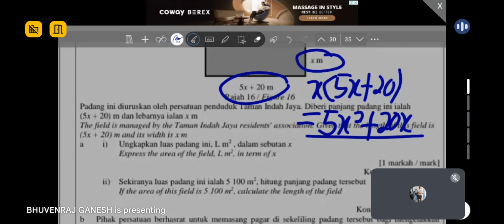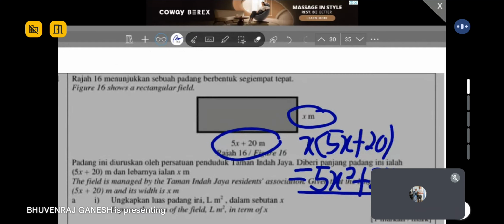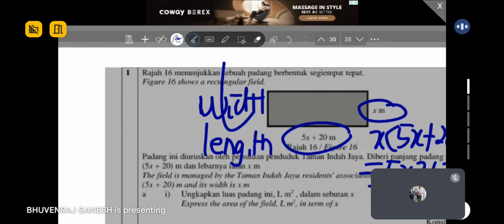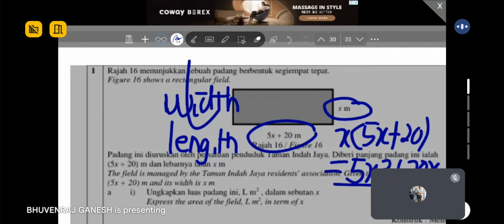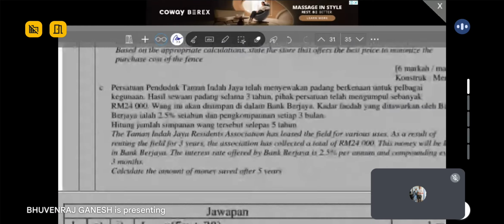They tell you the area of the field is 5100 and they want you to count the length. So guys, the length, okay, panjang dia adalah yang ni. Length 5x plus 20. And then your width, lebar kamu adalah x. This one is your width. Alright? Clear, right? So you just need to solve quadratic. Okay, selesaikan persamaan kuadratik saja.